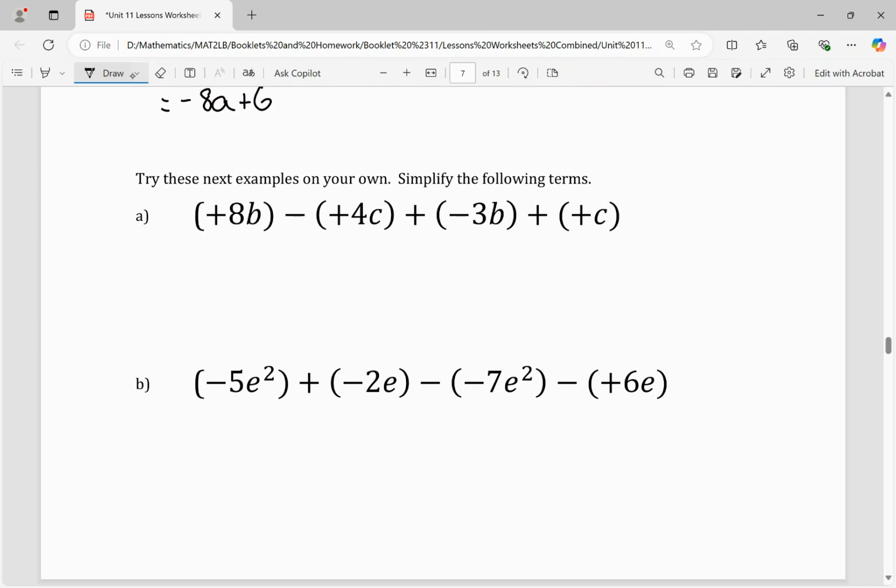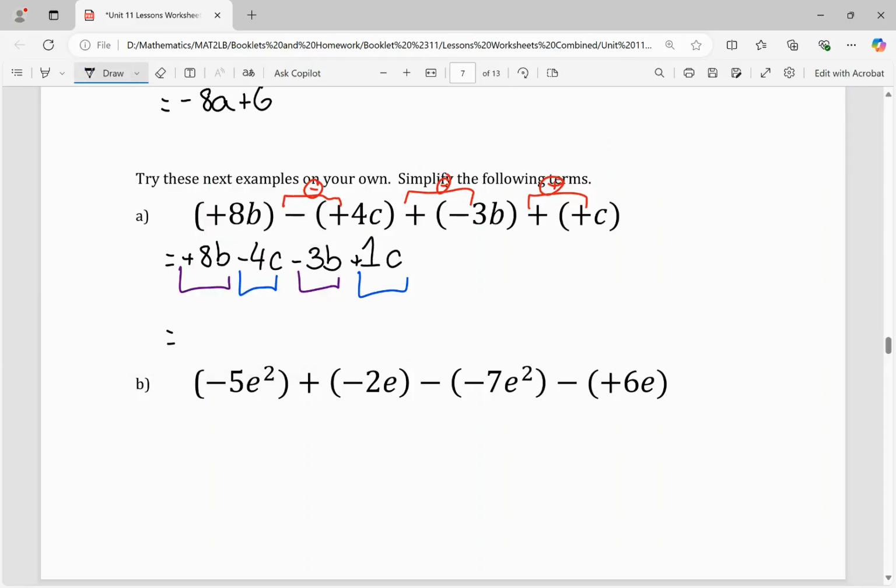Take some time to try these last examples and then make sure that your answers match mine. First thing that I'm going to do is combine these operations as so, giving me positive 8b minus 4c minus 3b plus c. Now remember that when there's no coefficient, that coefficient is just 1, so you can write that in there if you would like. So we have our b's, which are alike, and we have our c's, which are alike. So we're going to combine our purples and we're going to combine our blues.